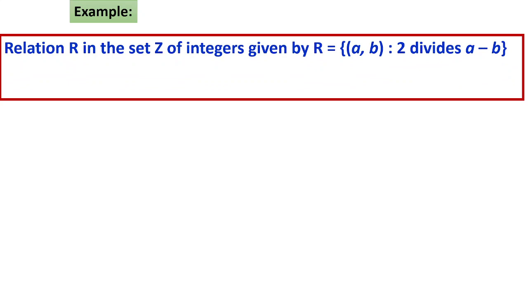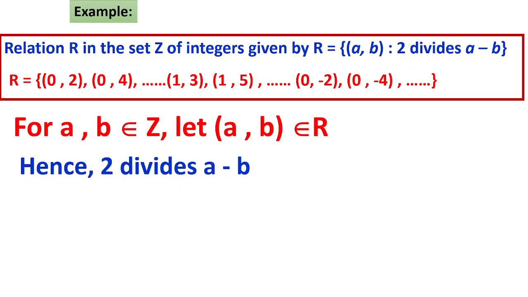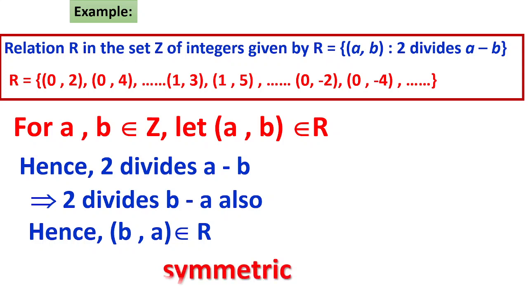We have taken 2 divides a minus b. Then let (a, b) belong to R, which means 2 divides a minus b. 2 divides b minus a also. Therefore, (b, a) belongs to R. Therefore, for a, b integers, if A is related to B, B is also related to A. Therefore, R is symmetric. Here we have proved it for an infinite set.